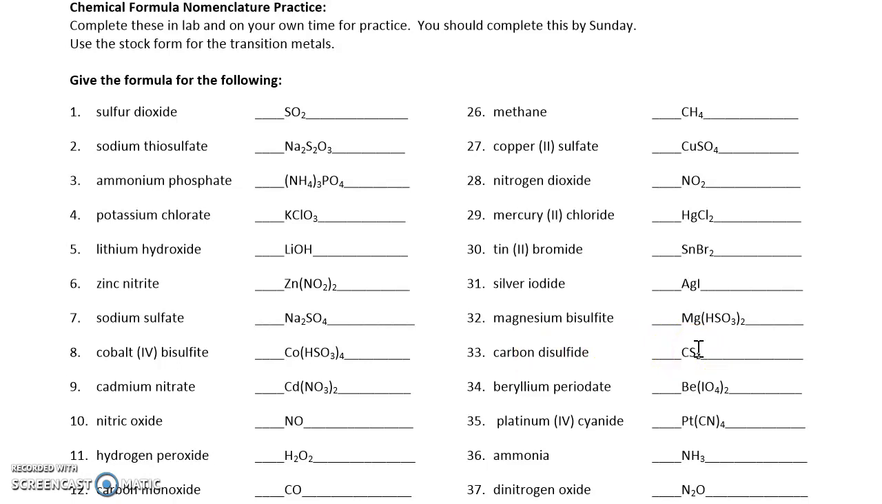Notice that the first element is the regular elemental name, so carbon for number 33 and sulfur for number 1. But the second element in a covalent compound takes the suffix IDE, so rather than disulfur, it becomes disulfide, and rather than dioxygen, it becomes dioxide.